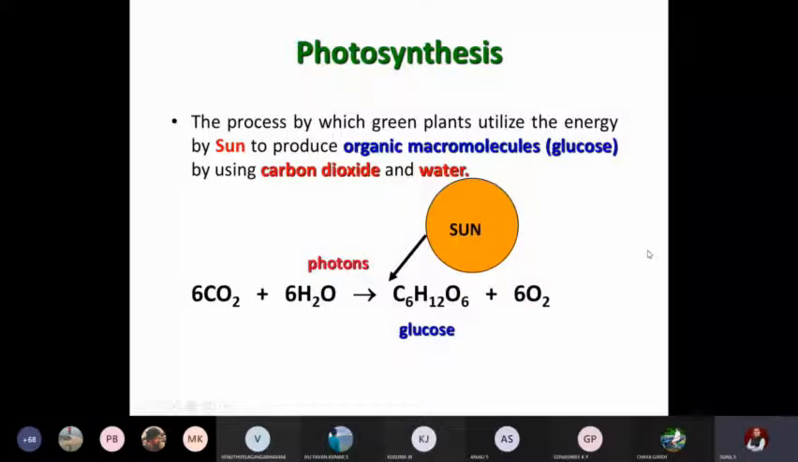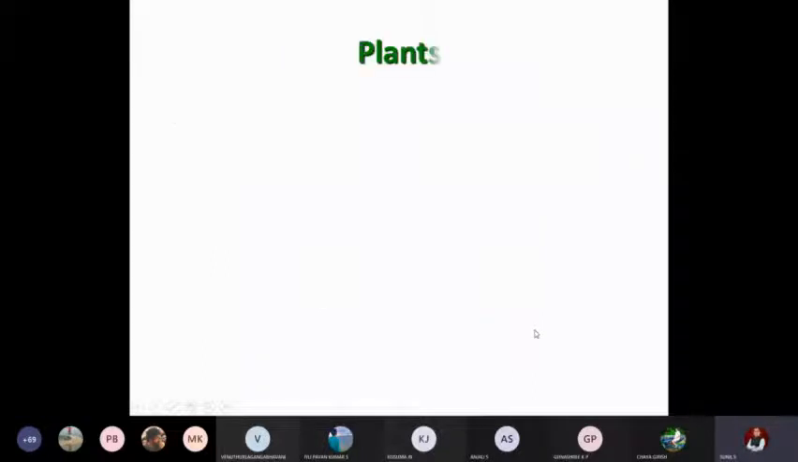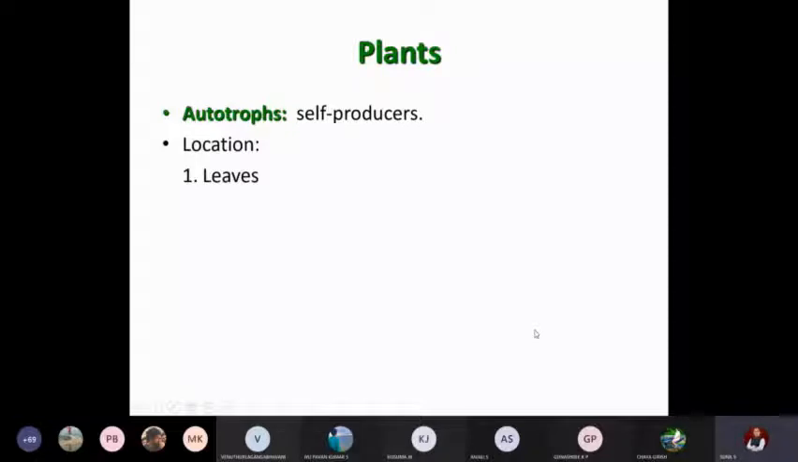See the balanced equation you can see here: 6 molecules of CO2 plus 6 H2O combine together to form C6H12O6, which is glucose, an energy-rich matter, and an equivalent amount of oxygen will be produced. Plants are autotrophs, they are self-producers, they produce their own food.